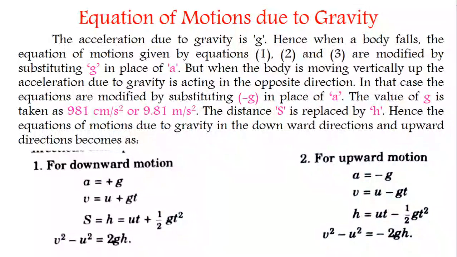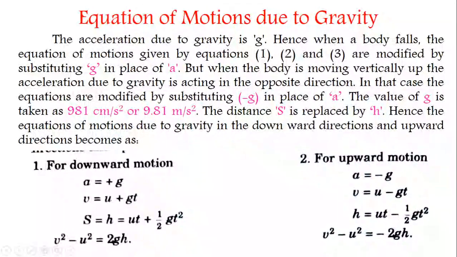Hence, the equations of motion due to gravity in the downward direction and upward direction become: for the downward direction, a equal to plus g. When the particle is moving in the downward direction, gravity is taken as positive. So v equal to u plus gt, and with s taken as height h, h equal to ut plus 1 by 2 g t squared, and v squared minus u squared equal to 2gh.